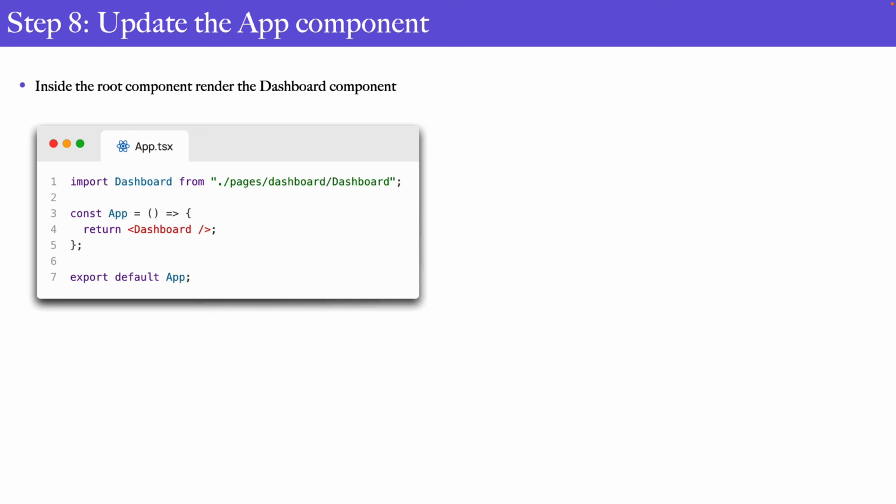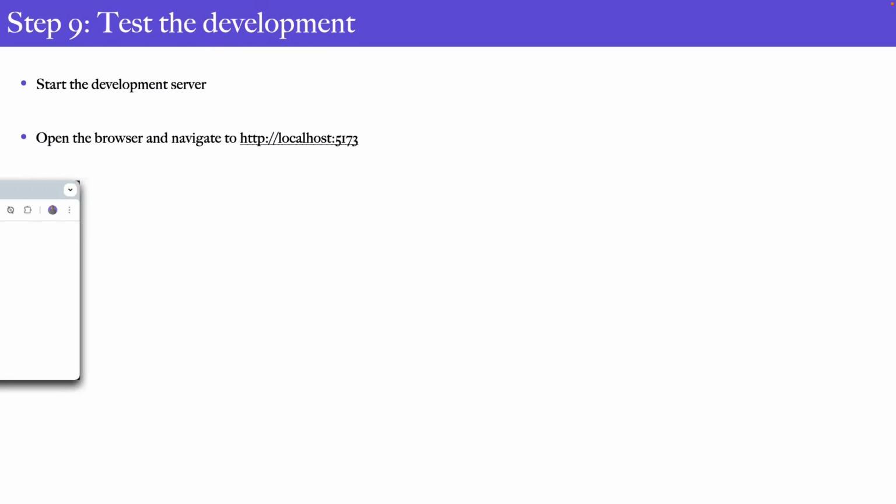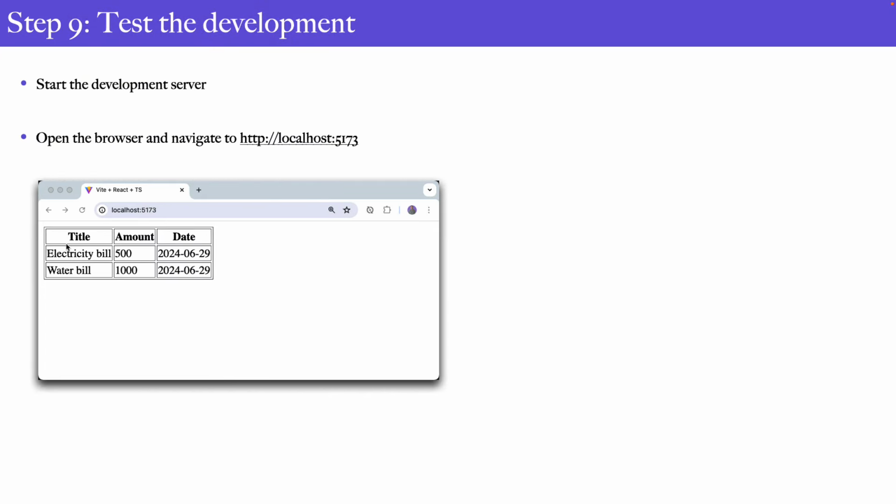And the next step is to update the app component. Inside the root component, we are going to render the dashboard component. The dashboard component is responsible for rendering the expense list component. And the last step is to test the development. We will start the development server, and once it is started, we will navigate to the URL localhost 5173, and we should be able to see the list of expenses which are coming from the Backend API.